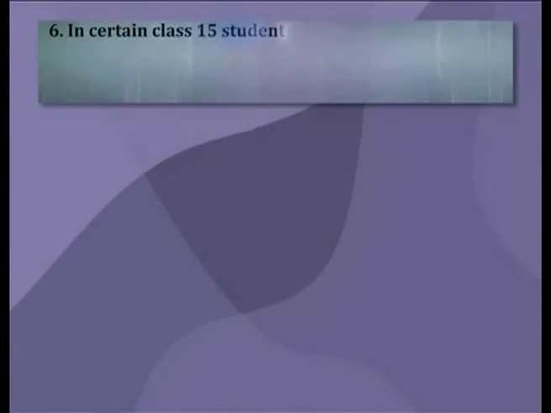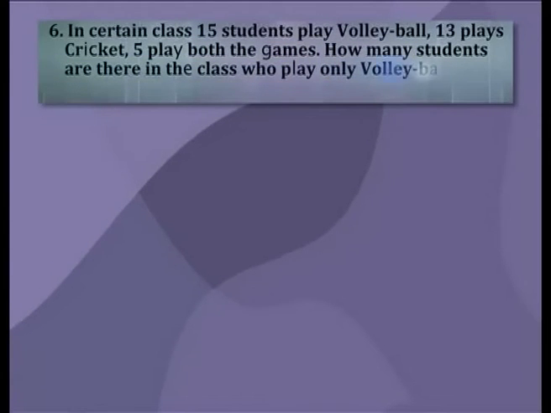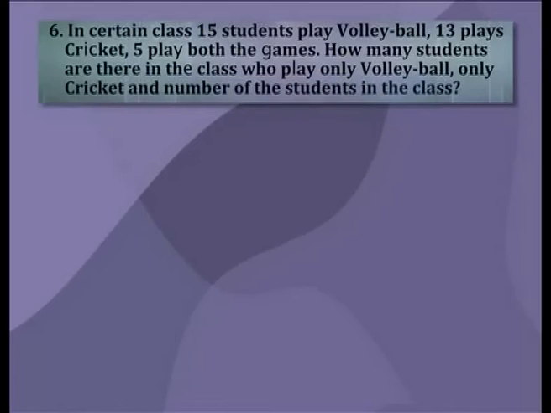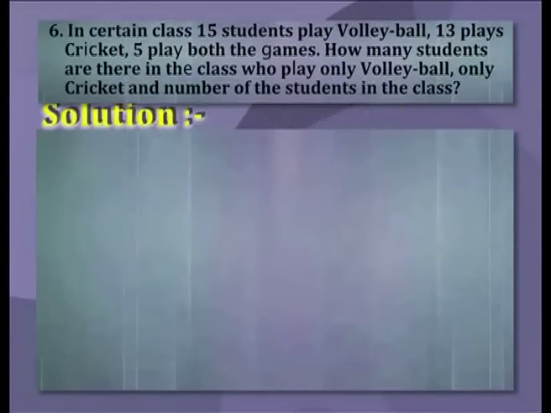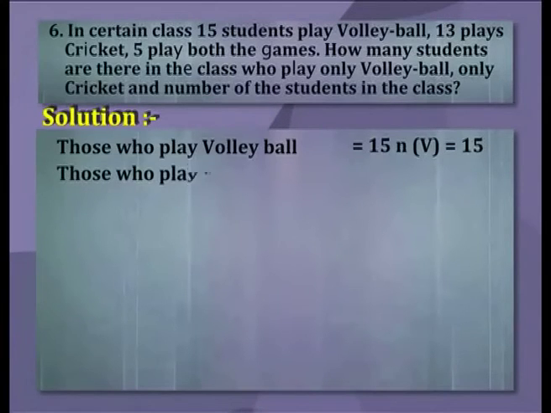Sixth question. In a certain class, 15 students play volleyball, 13 play cricket, 5 play both the games. How many students are there in the class who play only volleyball, and only cricket, and the number of students in the class. Solution: those who play volleyball is equal to 15. So n(V) is equal to 15. Those who play cricket is equal to 13. That is, n(C) is equal to 13.